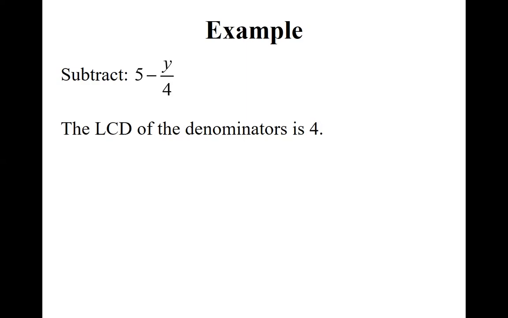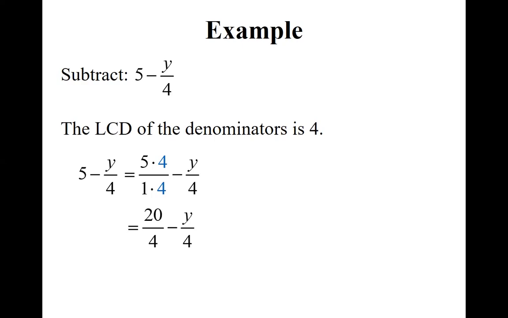So rewrite 5 over 1 as a fraction over 4. 1 times 4 gets us 4. Times 4 on the bottom means times 4 on top. 5 times 4 is 20. So 20 fourths minus y fourths. Keep the 4 on the bottom, subtract along the top. 20 minus y is just 20 minus y. We can't take it any further. So 20 minus y all over 4.